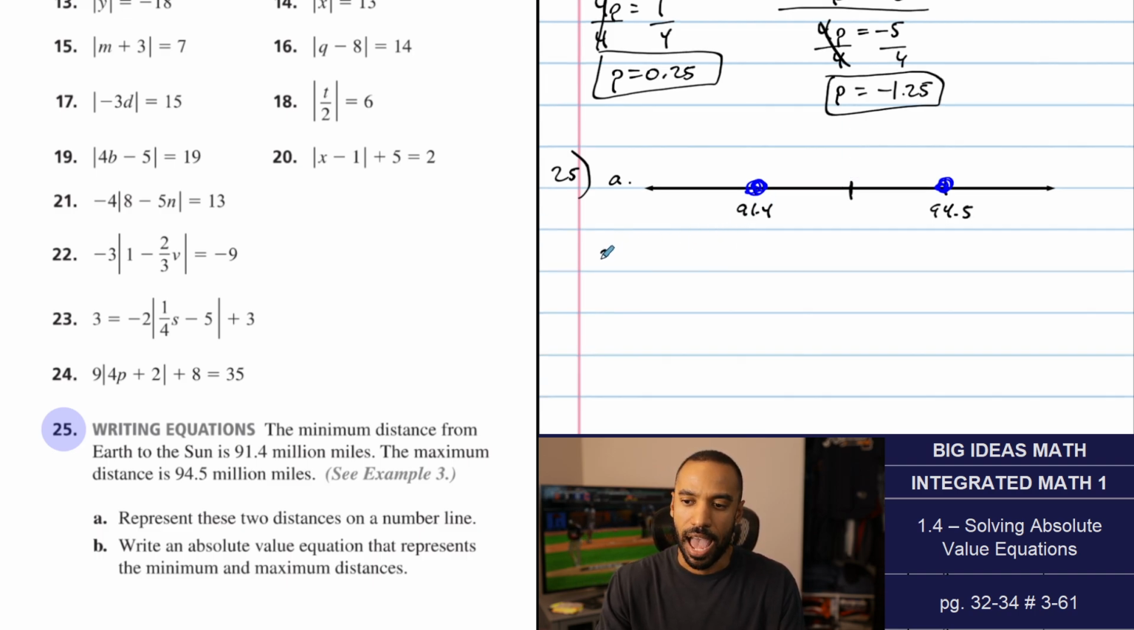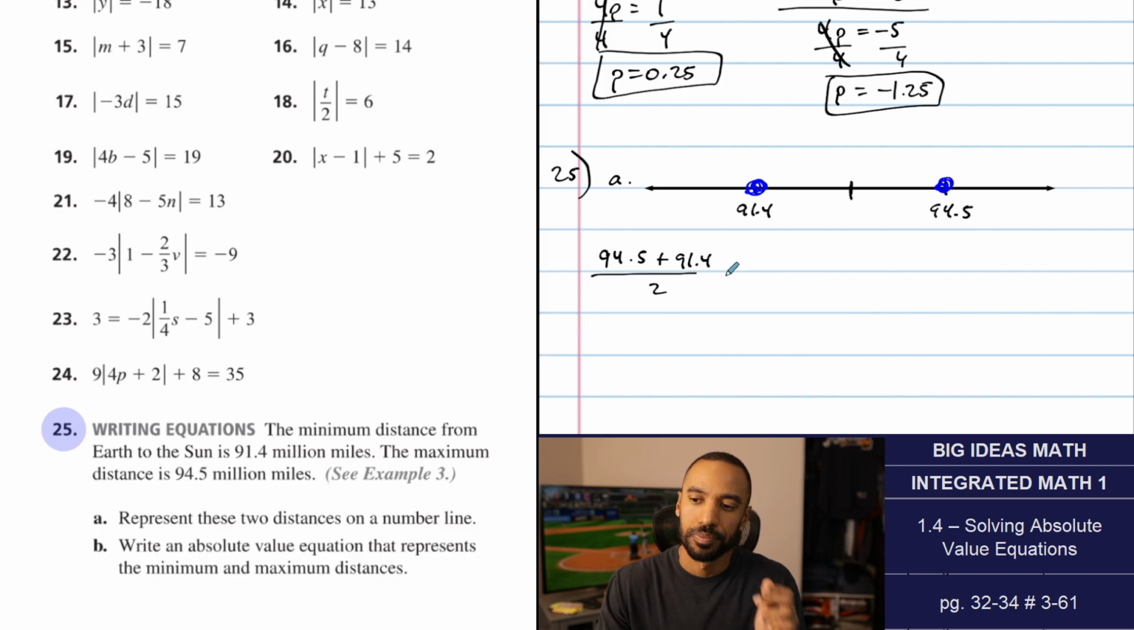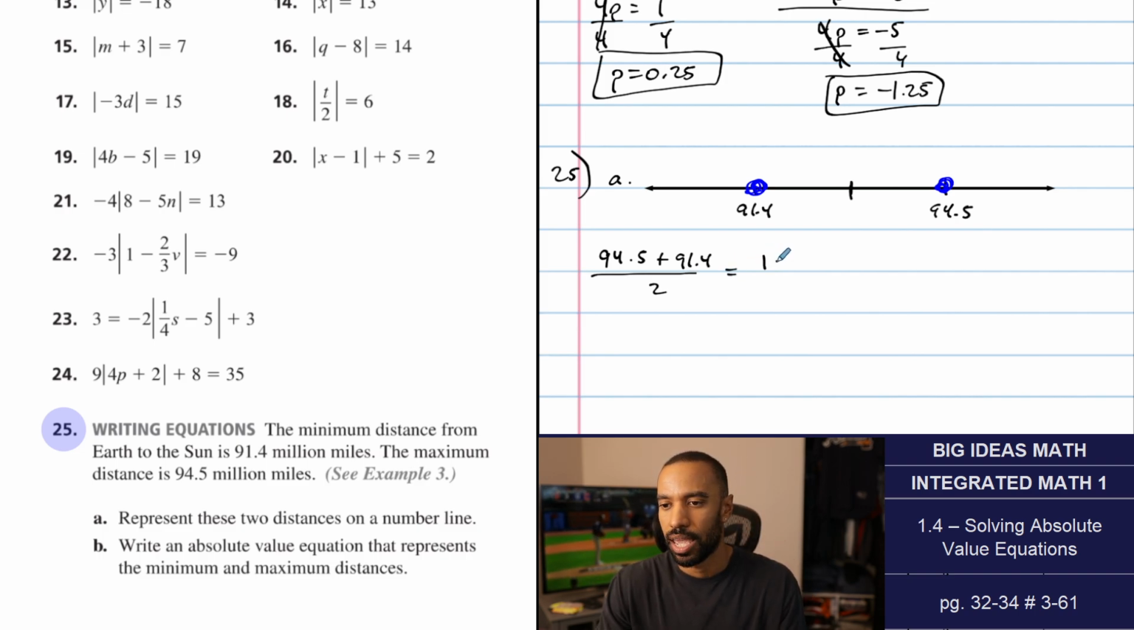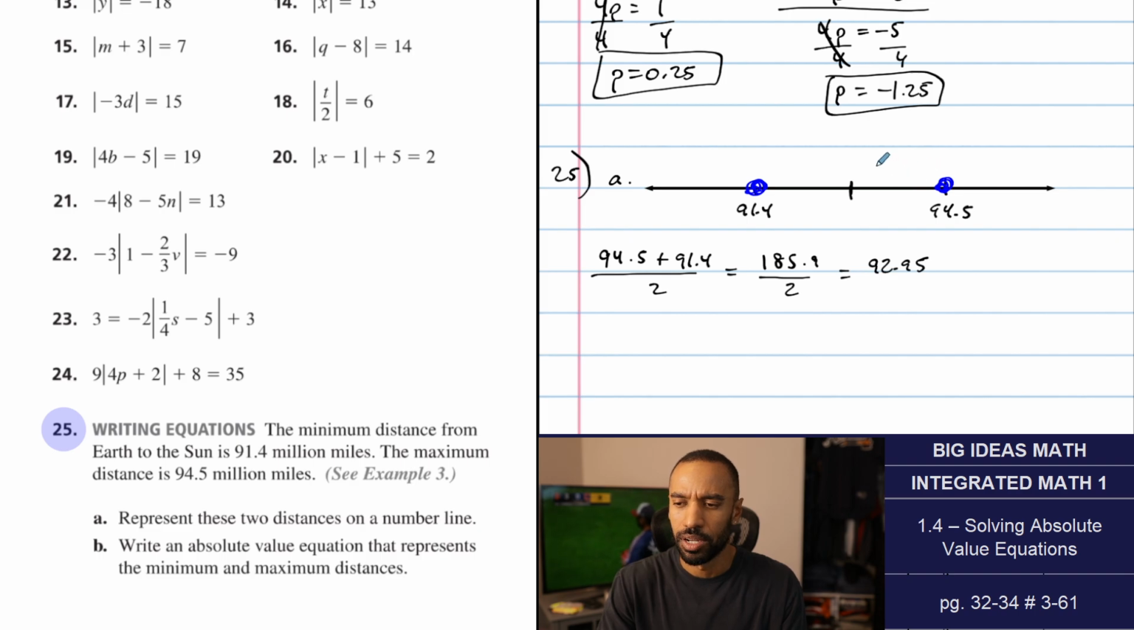So if I do the averaging version, I can do 94.5 plus 91.4 divided by 2, which is 185.9 divided by 2, which is 92.95. I'm going to have to do that in my calculator. But actually, that's probably right. 92.95. So that's the middle number here, 92.95.